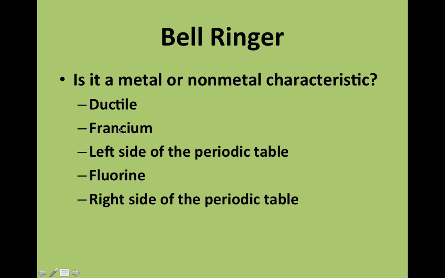Francium is in column 1A, which is where the metals are located, and it's actually the most violently reactive metal there is on the periodic table. The left side of the periodic table, which is the largest chunk of the elements, is also identification of where metals are located. Fluorine on the opposite side is in group 7A, which is where nonmetals are. That group later we're going to find out is called the halogen group. And the right side of the periodic table is, of course, nonmetals.